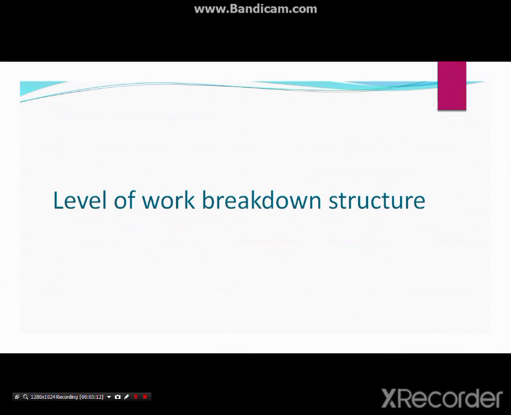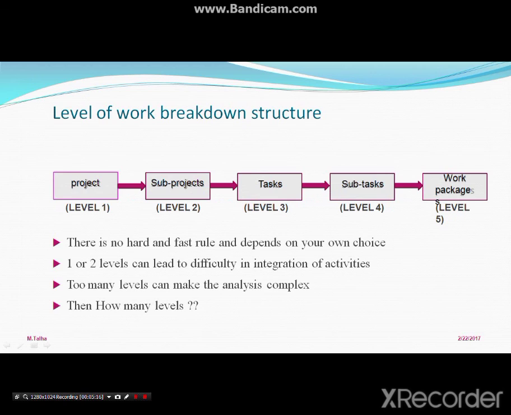What are the levels of work breakdown structure? There are different levels of work breakdown structure. Let's say level 1, level 2, level 3. There are many levels. Let's say for the project we give level 1, level 2 for sub-project, level 3 for task, level 4 for subtask, and in this way going forward. There is no hard and fast rule and it depends on your choice.